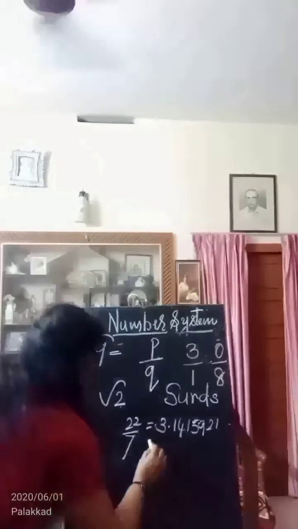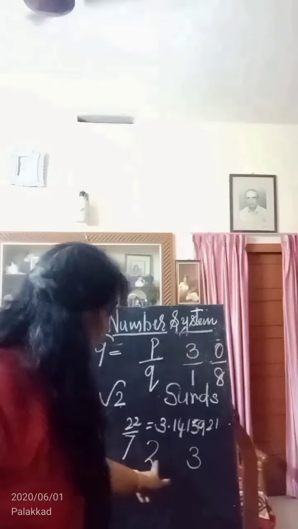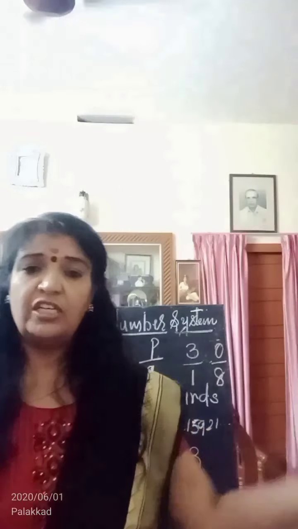Then you know, between any two rational numbers we will get many rational numbers. For example, if you take 2 and 3, two rational numbers, in between you will get infinite rational numbers, which you learned last year.